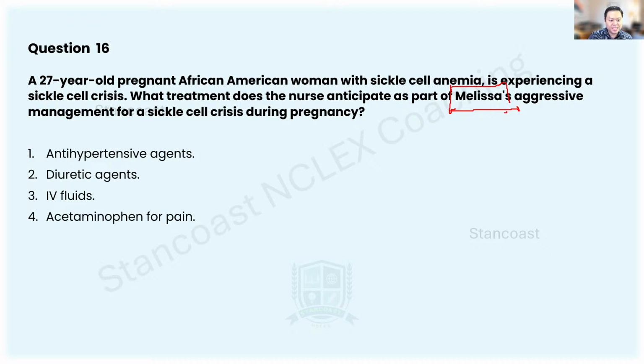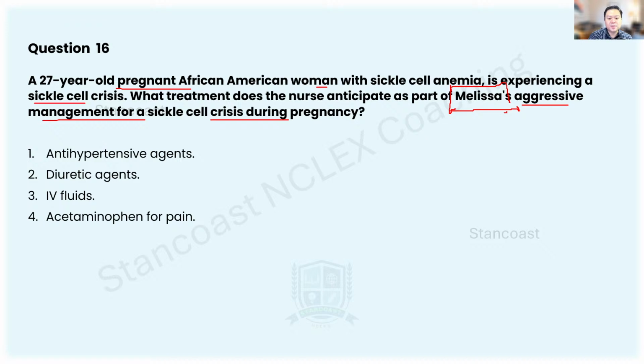Our patient here is a pregnant African-American woman with sickle cell anemia, experiencing sickle cell crisis. Yeah, already in a crisis, guys. So what treatment does the nurse anticipate as part of Melissa's aggressive management for a sickle cell crisis during pregnancy? Let's filter the answers here.